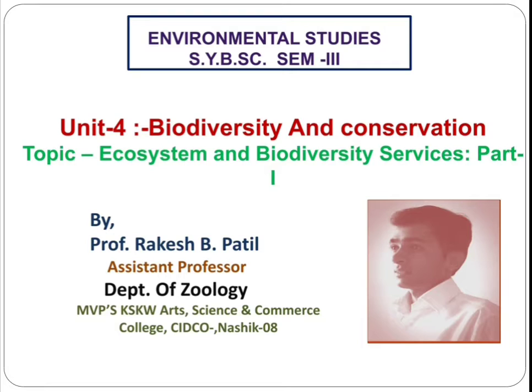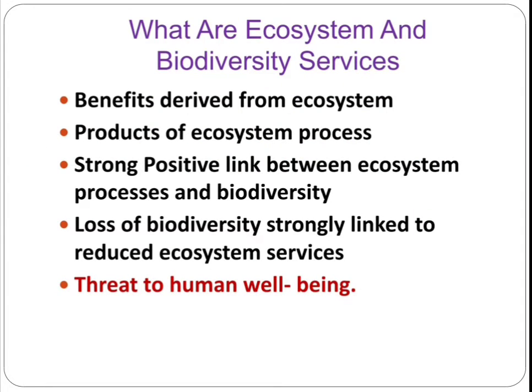Ecosystem and biodiversity services mean the different benefits that the environment gives to human beings and the organisms present on the earth. So what are the different services given by the ecosystem and biodiversity? The benefits derived from the ecosystem are the important constituent sources they give to mankind.